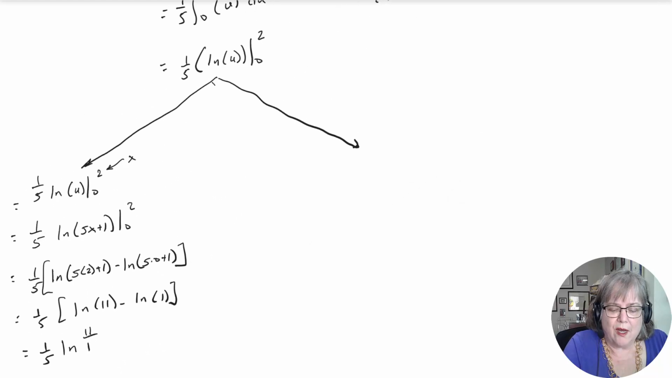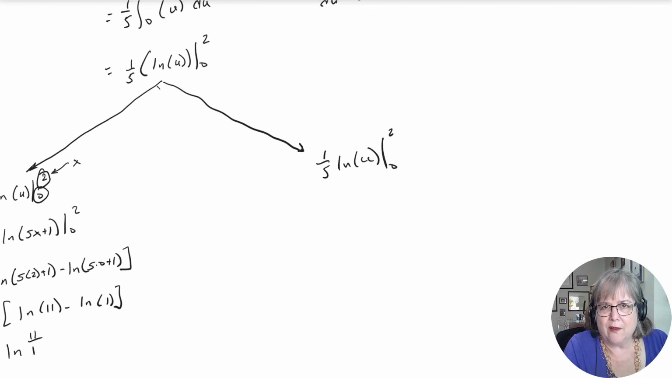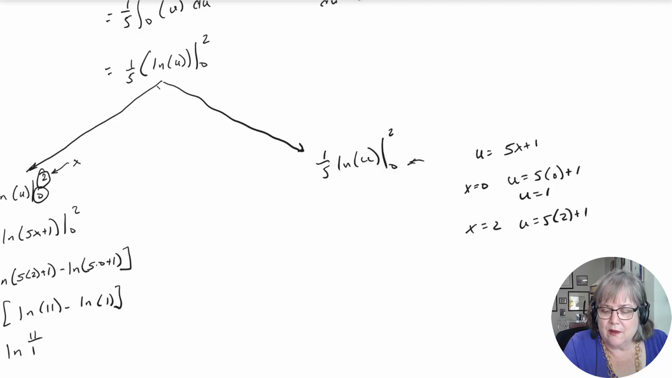You can actually change these x values for your limits of integration to u values. So let's try that. So you had 1/5 the natural log of u, and up to now we've been trying to keep track of the fact that we had x values, can't substitute into u. Now remember, we said u was 5x plus 1. So if x is 0, looking at this lower limit, u for that is 5 times 0 plus 1, so it'd be 1. And if x is 2, u would be 5 times 2 plus 1, u would be 11.